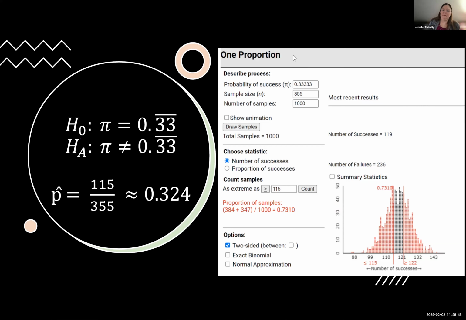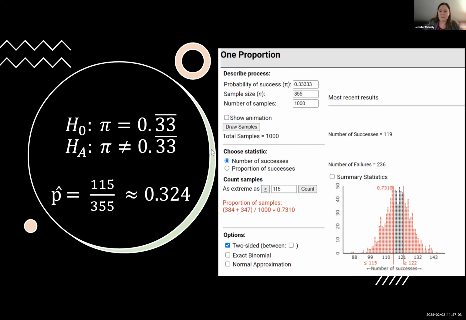Okay. So now we've changed our hypotheses, right? Now we're not looking at 50% as what we're judging. We're instead going to look at 33%.